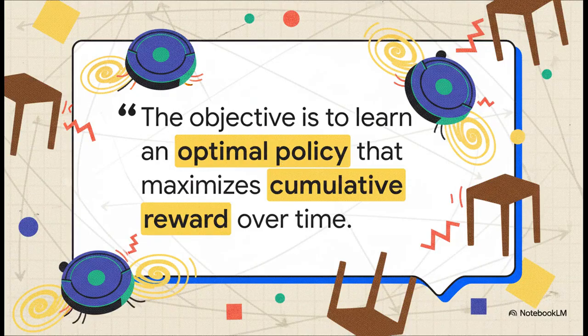The perfect example is a robotic vacuum cleaner. If it successfully cleans a spot, it gets a little reward point. If it bumps into a table leg, it gets a penalty. Over thousands of attempts, it's not just trying to get 1 point, it's learning a whole strategy, an optimal policy, to clean the entire room as efficiently as possible to get the biggest total reward.